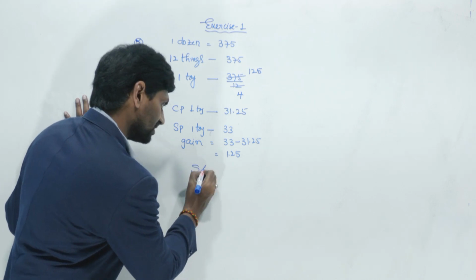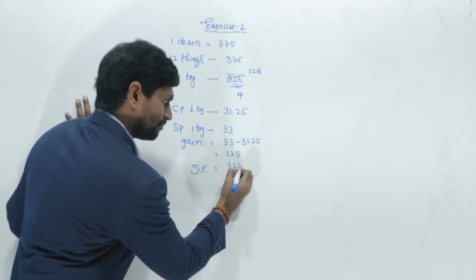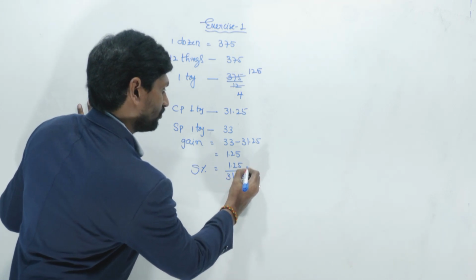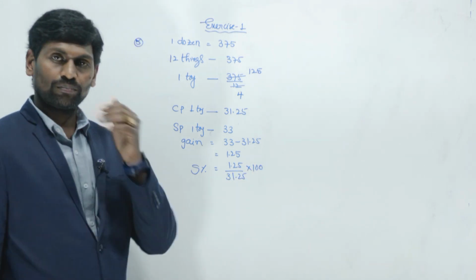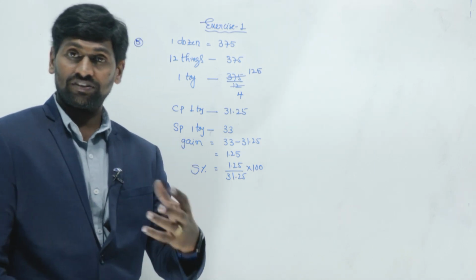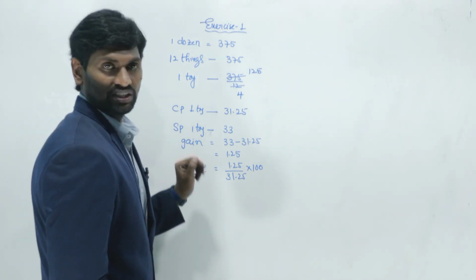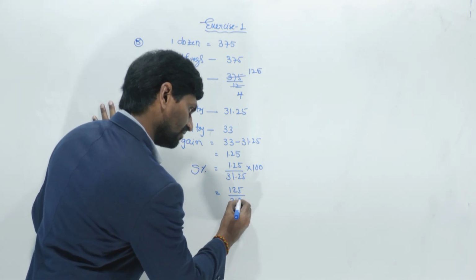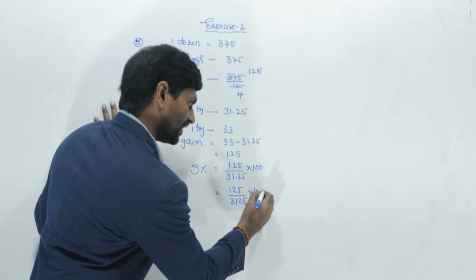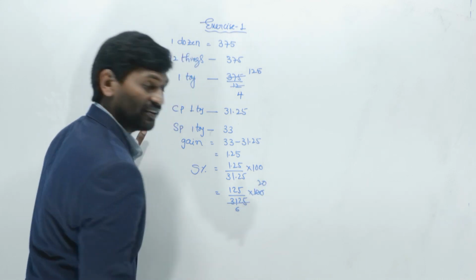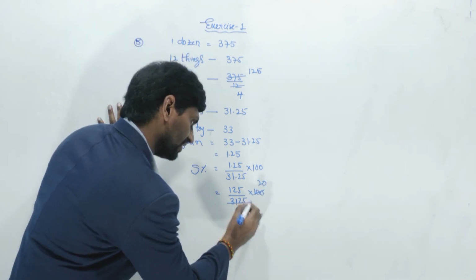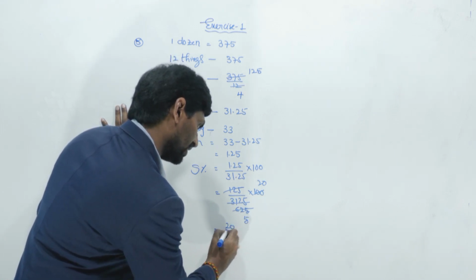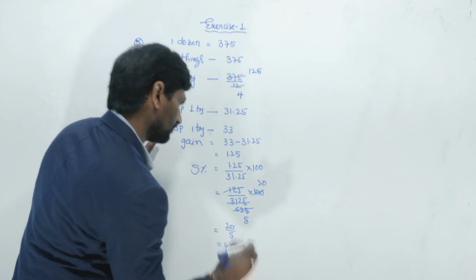Now gain percentage. Gain percentage is equal to gain by CP, that means 1.25 into 100 by 31.25. Or we can do it another way also. So let us try this one only. So the point cancels, 125 by 3125 into 100. 5 table here 20 times. 5 2s are, 5 5s are, so here it is cancelled 5 times. So 20 by 5, that is equal to 4%.